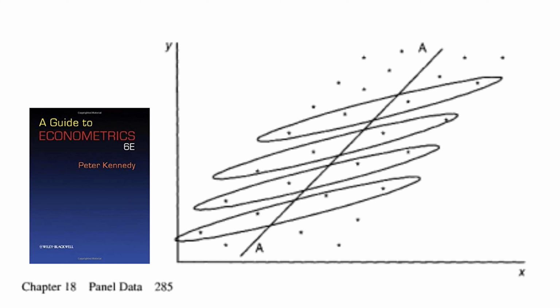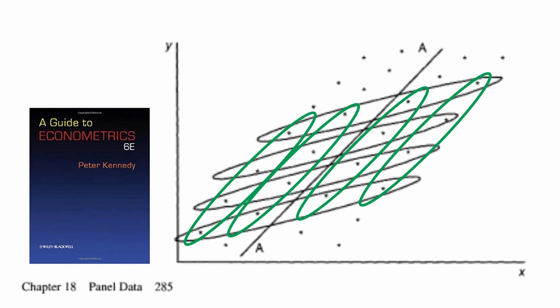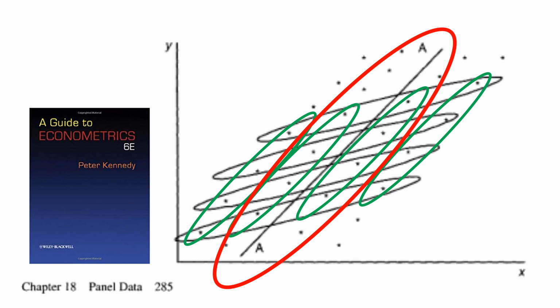Can you get the same results for ordinary square and fixed effect? Yes, you can if you have ellipses like this. But note that this is a special case. This is unlikely to happen for observational data. It's unlikely that you have data where these green ellipses match with the slope of the ordinary square.